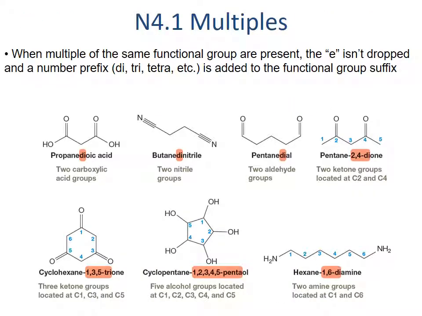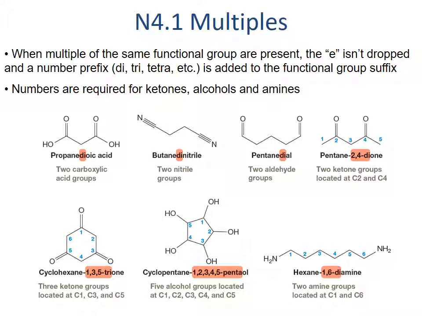When we have multiple of the same functional group, we don't drop the E at the end of the root, and we always indicate the number of functional groups with a prefix, just like we did with multiples of the same side chain. So for example, propanedioic acid is the correct name for a propane with 2 carboxylic acids. We left the E in there, and we don't need numbers. In many cases, we do need a number to locate each instance of a functional group, just like with side chains. The exceptions again are the functional groups with 3 heteroatoms, which are always at the end of molecules.